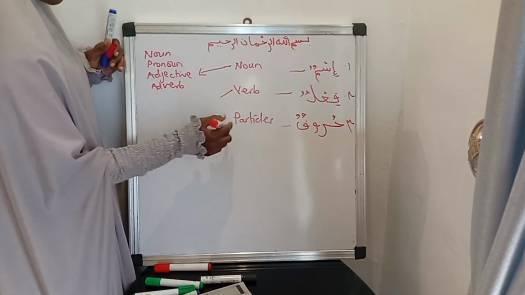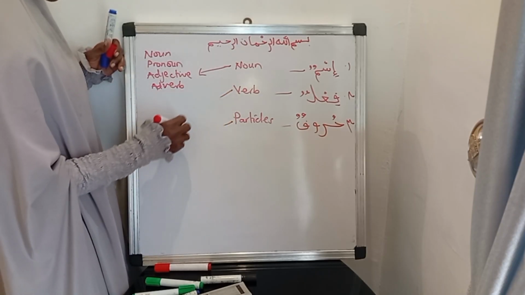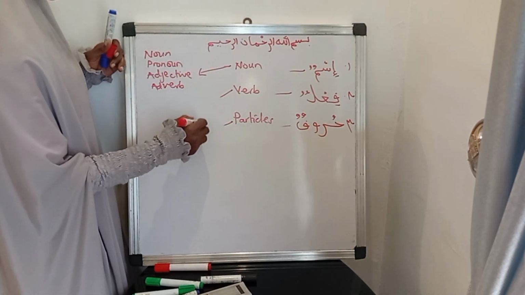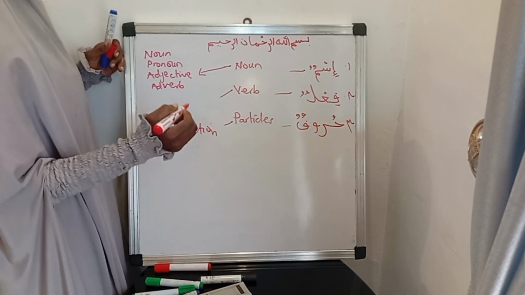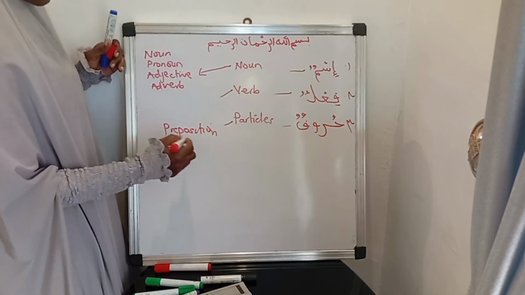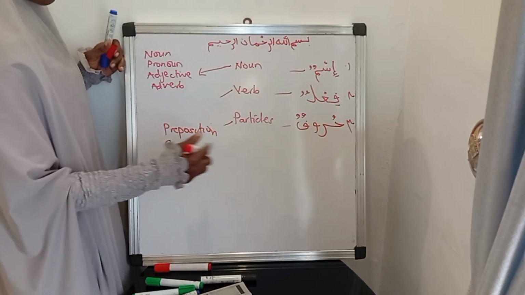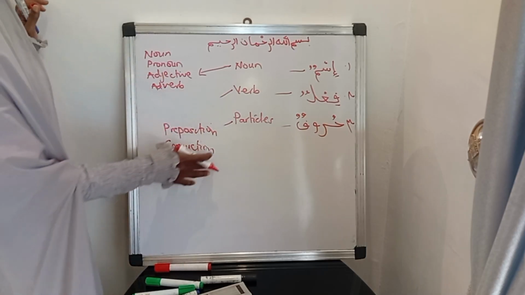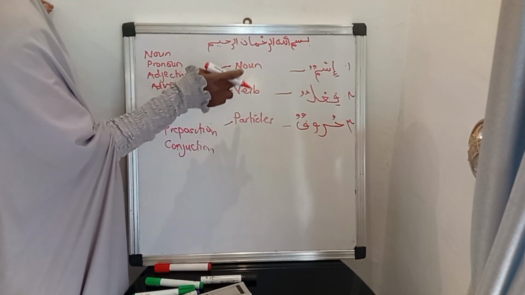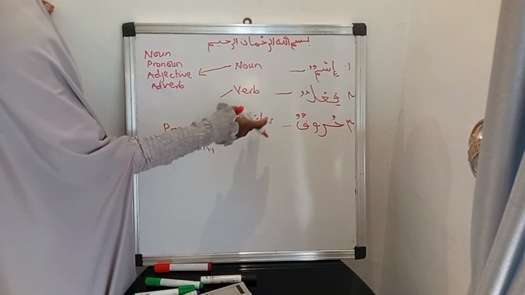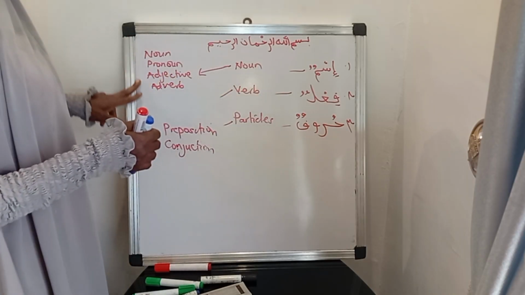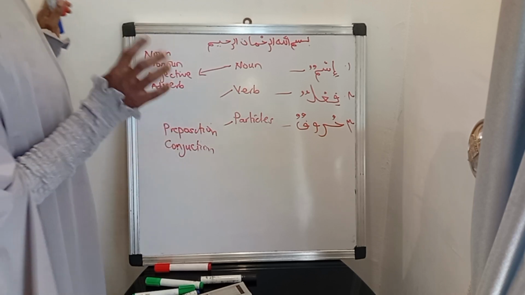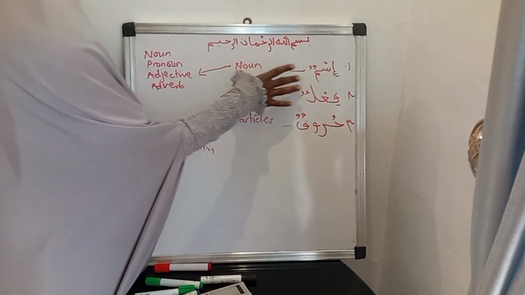We have verb as verb, and we have particles as prepositions, we call it harf jar, particles of pulling down. We have conjunction, particle of atf, the particles of linking, for example, wow and all of that. And particles also include other words that are not noun, that are not verb. So other words that are not noun or verbs are what we call particles. And these are the 3 parts of speech that you will find in Arabic sentences. So we are going to take it one after the other. In this lesson, we are going to talk about noun.